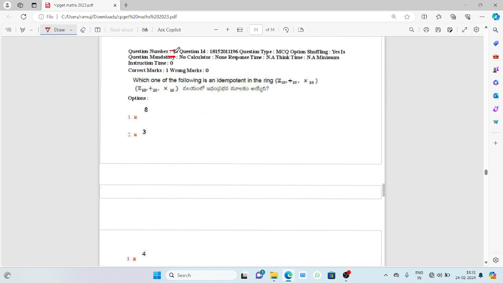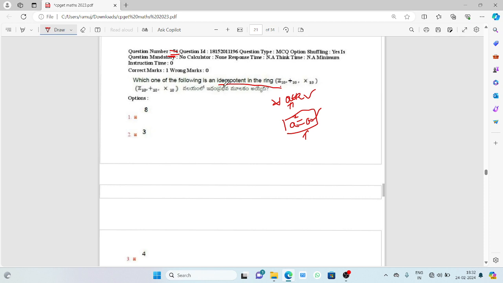For the next question, which one of the following is the idempotent element of the ring? So we know that he is asking about the idempotent element. When we say idempotent element of a ring, suppose there is an element A from a ring R. That element A is an idempotent element if it satisfies the condition A square equal to A. If it satisfies this condition, then we can say that the element A is an idempotent element of the given ring.